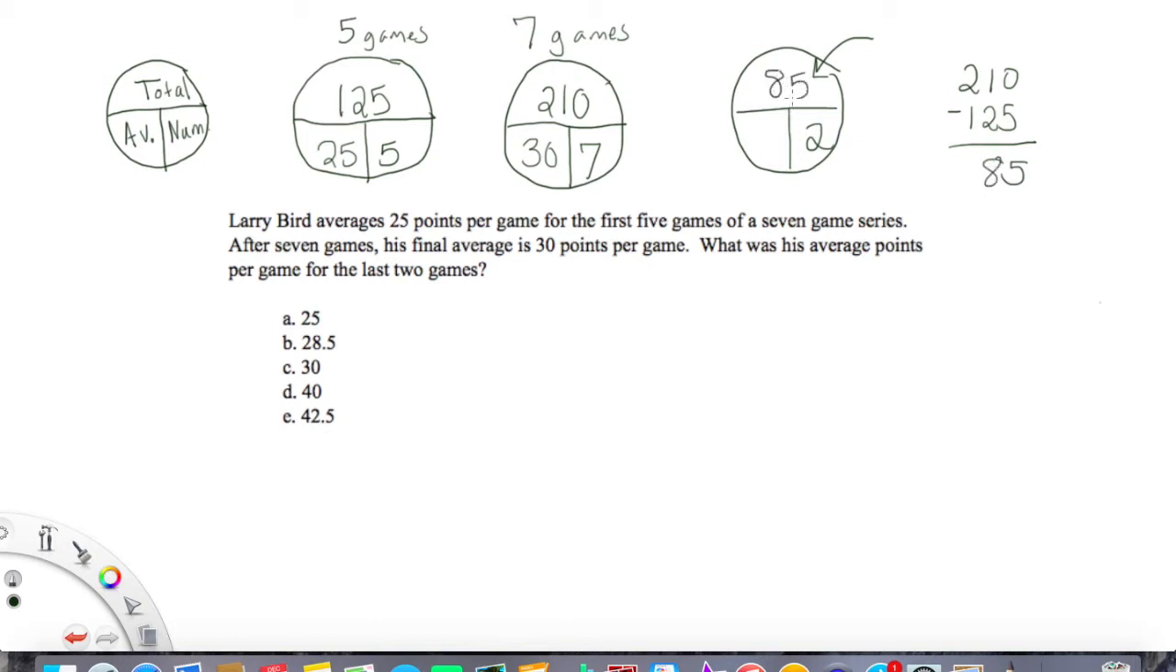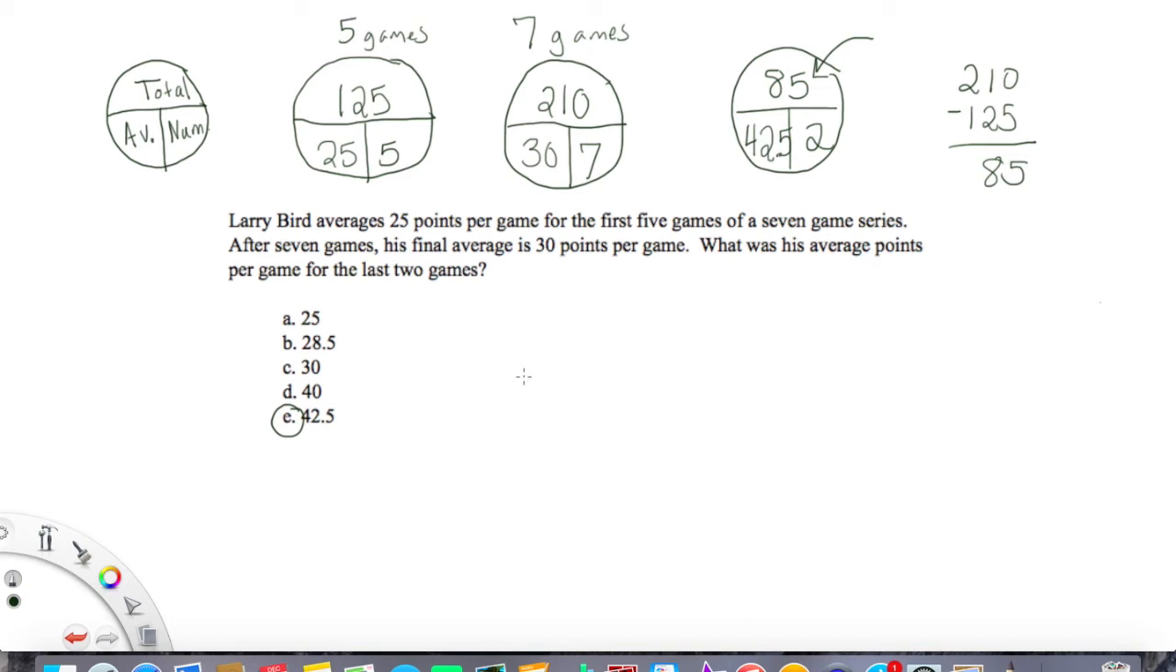Okay, so he scored 85 points in 2 games. 85 plus the 125 would give us our total of 210. Now, 85 divided by the 2 games will give you your average, which is going to be, use your calculator if necessary, 42.5. Wow, so Larry Bird scored 42.5 points on average in the last 2 games of the series. So answer choice E is correct.